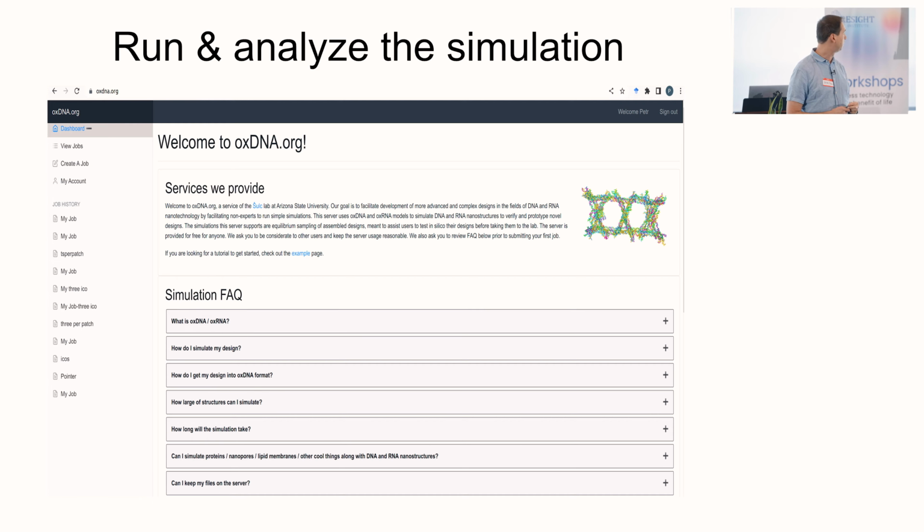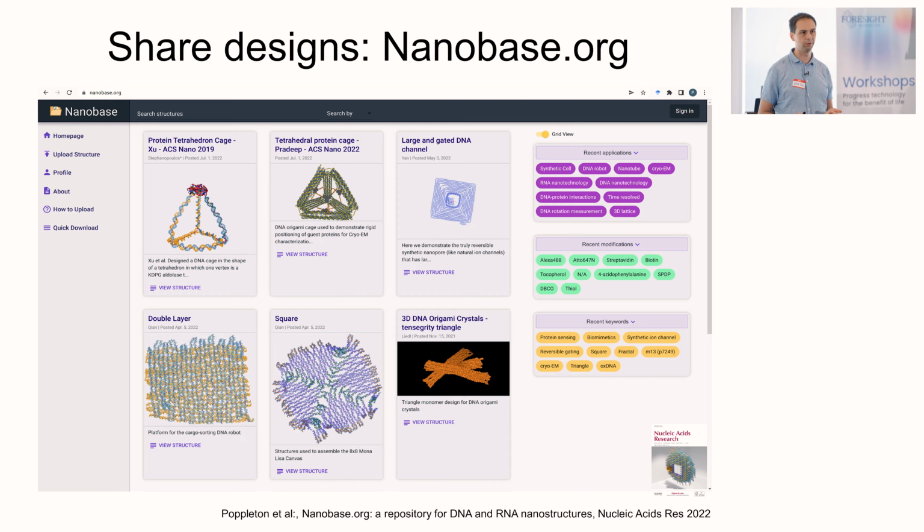Now, it's all about also sharing, right? We have all seen the AlphaFold from Google success, which was only possible because of 150,000 proteins deposited in the PDB database. So we would like to also create this cooperation and design sharing in the nanotechnology community. So we have established a server called nanobase.org, which is aimed at RNA, protein, and DNA nanostructure designs. Currently, we have 70 structures there.